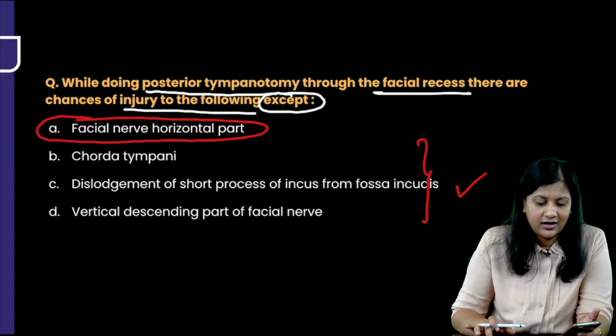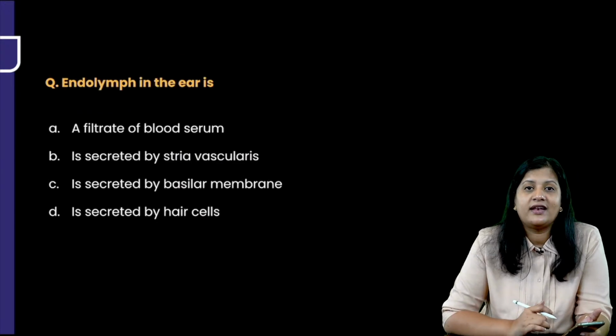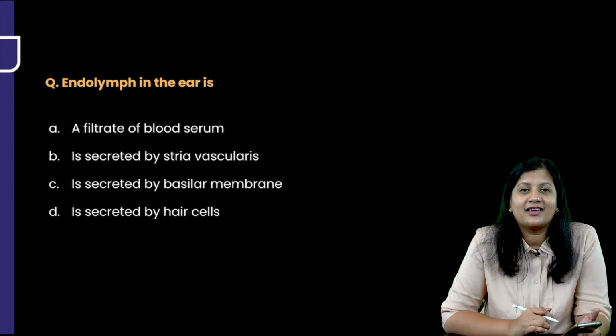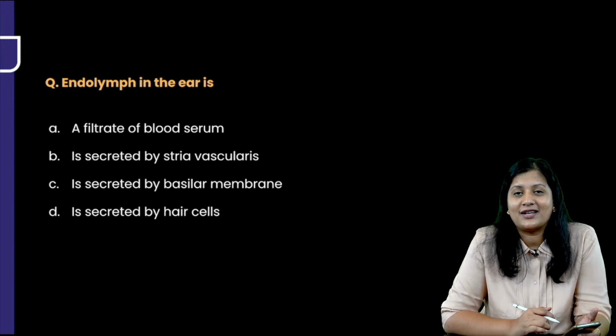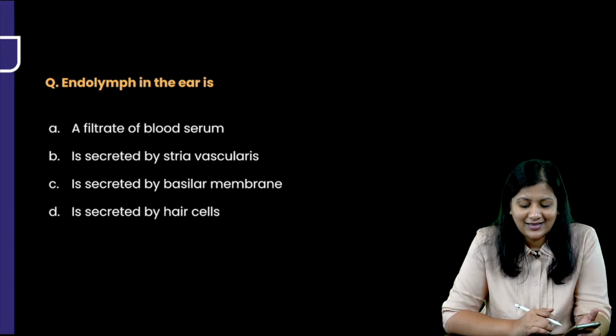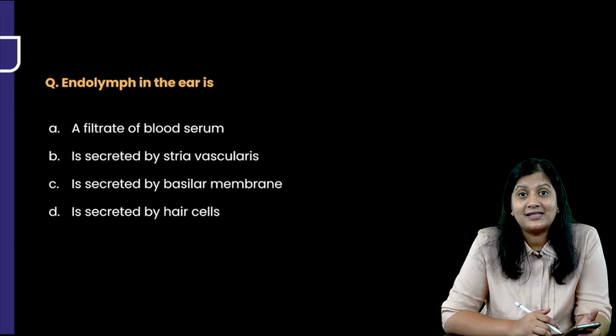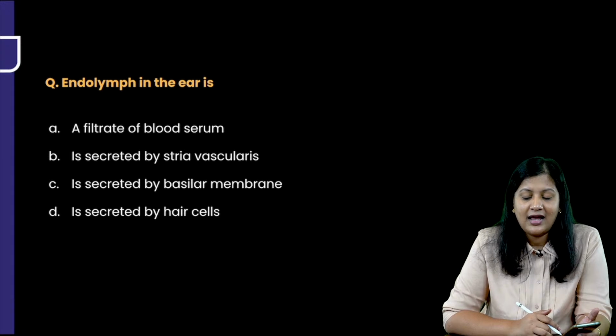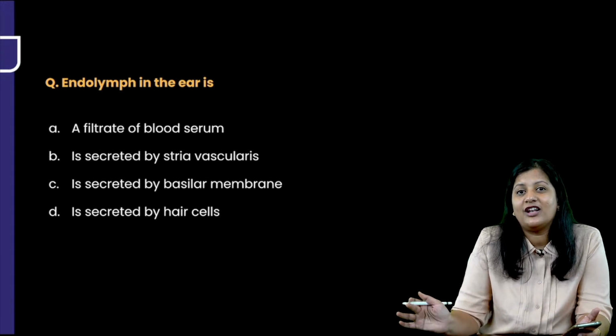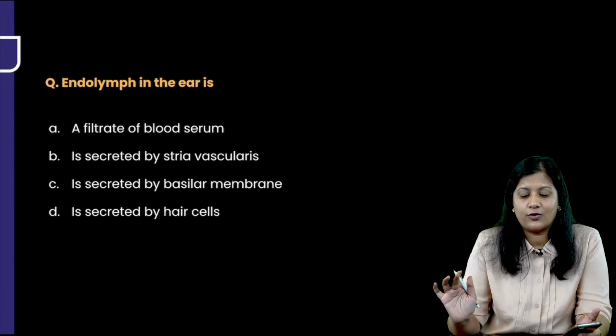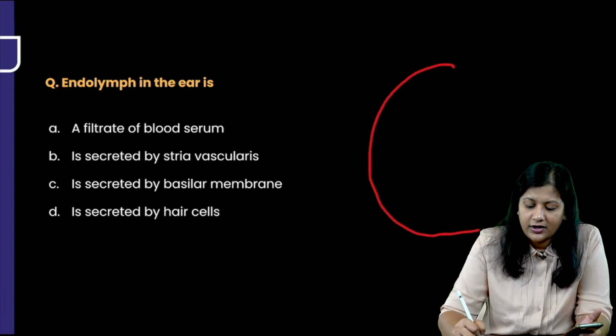Very good. Now let's go to the next easy peasy question after giving you some tricky questions. Time to rest your brain and just answer it spontaneously. Endolymph in the ear is a filtrate of the blood serum. It is secreted by the stria vascularis. It is secreted by the basilar membrane. It is secreted by the hair cells. Now I think this is something that everyone will know by heart. Very easily they know. And I'm sure I don't need to explain that at all. And I'm seeing everyone is answering it absolutely right.